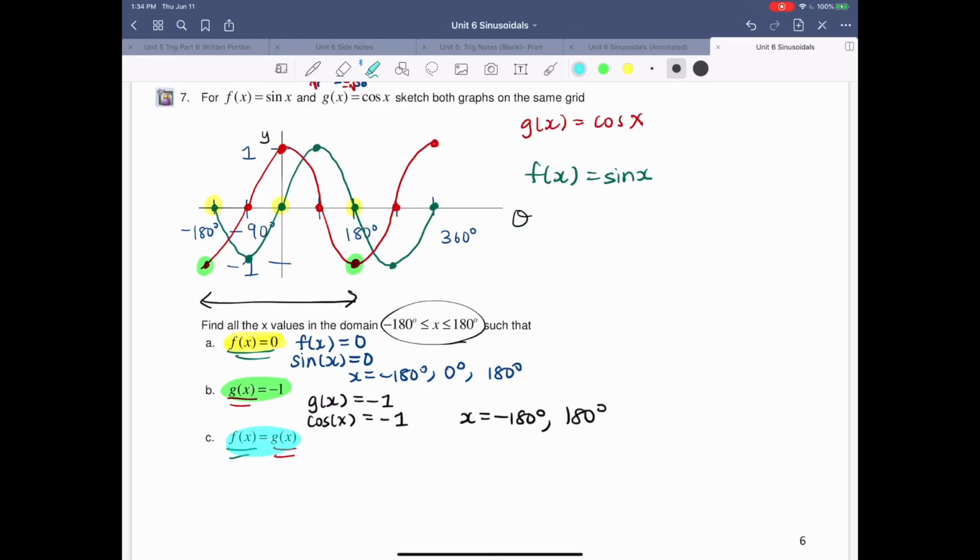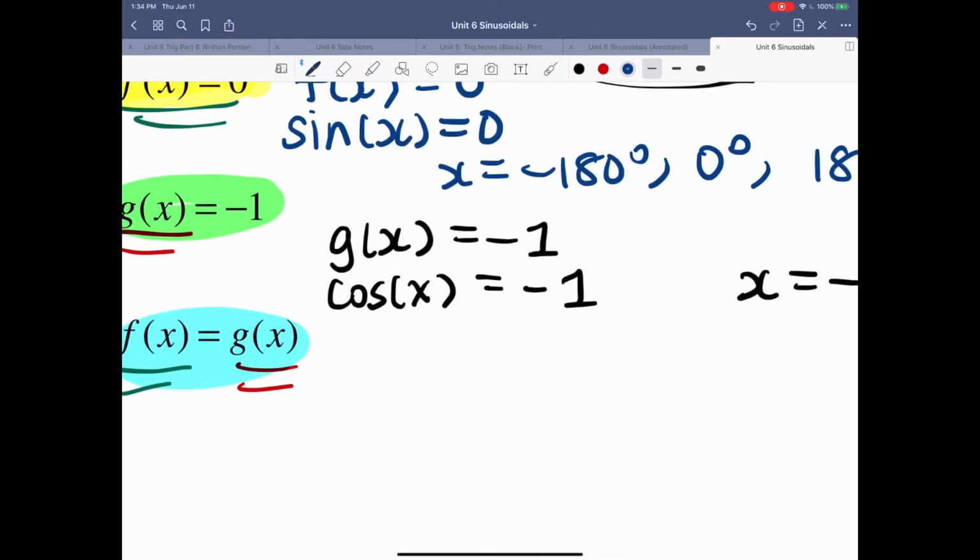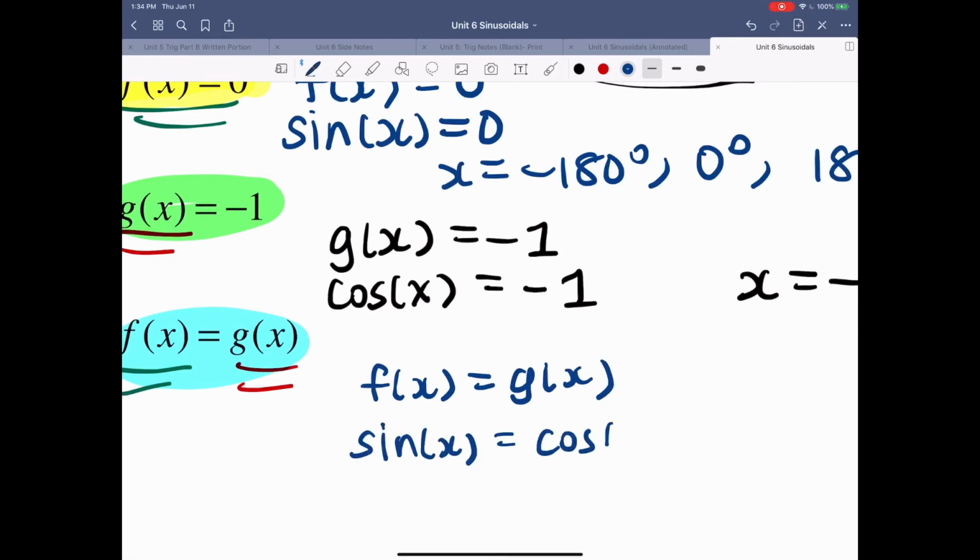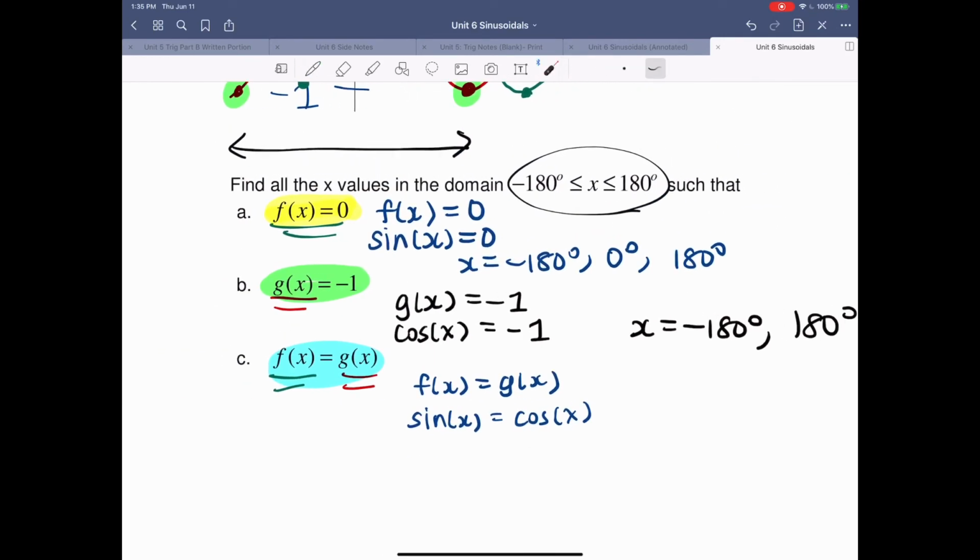Final part, f at x equals g at x. So let's interpret it. That means I need to write it once more: sine x is f at x and g at x is cosine x. So what does that mean to you? Try to interpret that for a second.